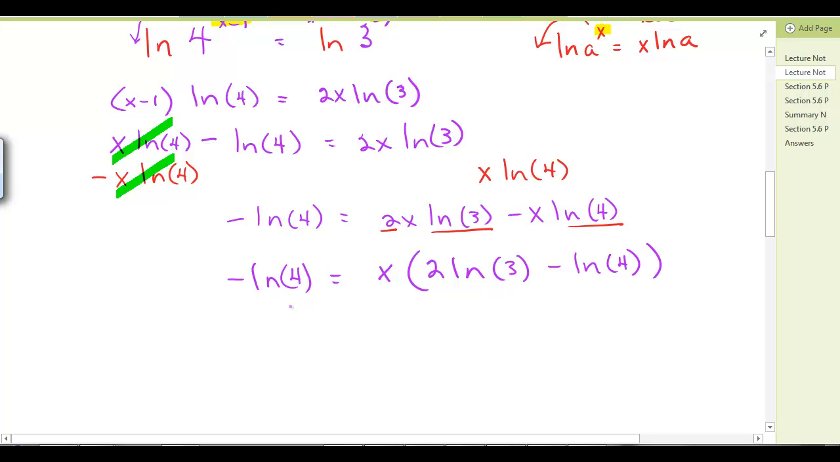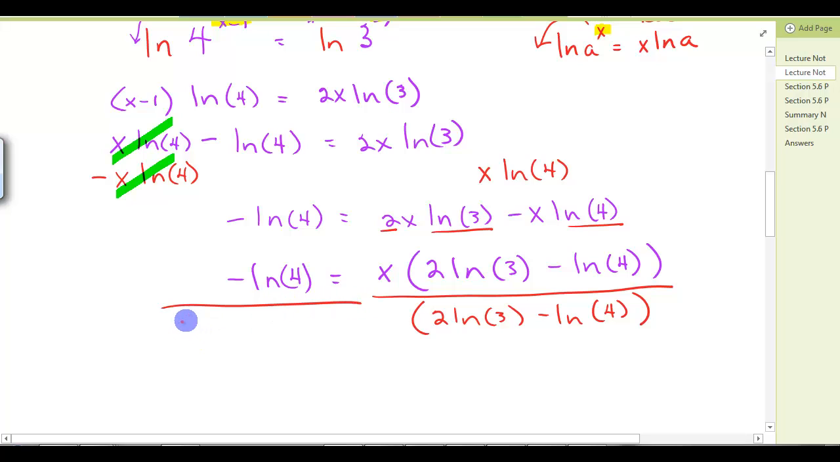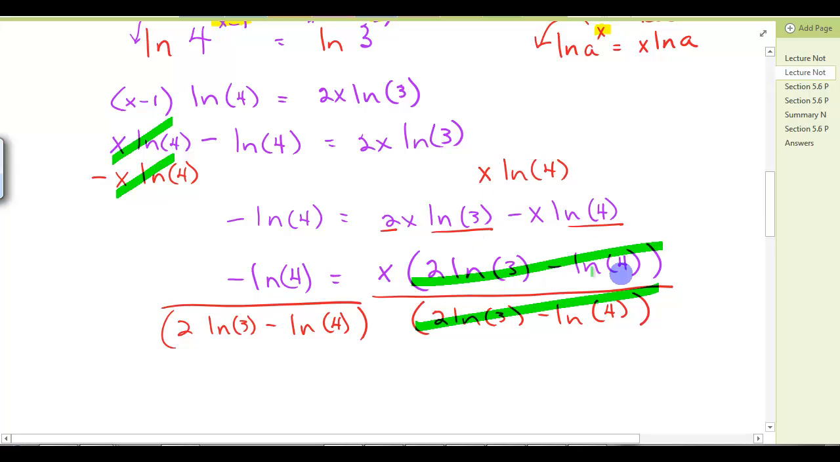Again, I have to remember I'm trying to solve for x. If that's the case, then I've got to get rid of this whole thing. So I'm going to divide both sides by this whole thing. Over here, those cancel, and you can see that x equals this stuff.